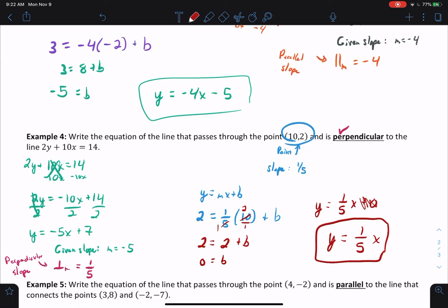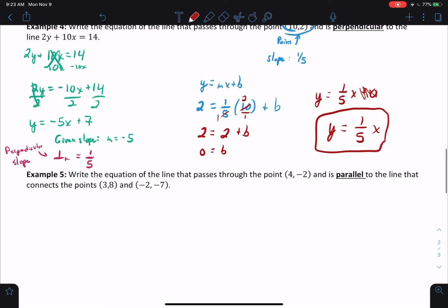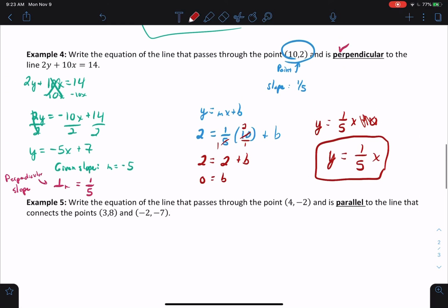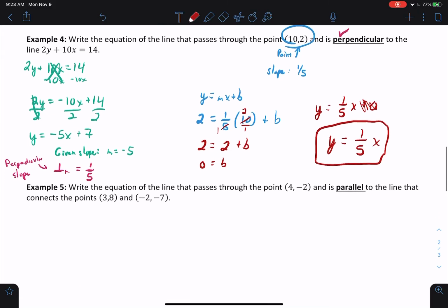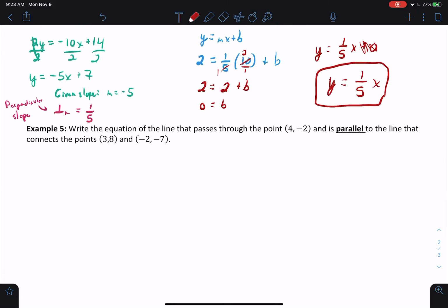And then we get to example 5. I'll leave that up there just for a quick second. Example 5: write the equation of a line that passes through the point (4, -2) and is parallel to the line that goes through the points (3, 8) and (-2, 7). So we have to do a couple things first. I need to figure out the slope of my given line. So what is its slope? We need to use our slope formula.